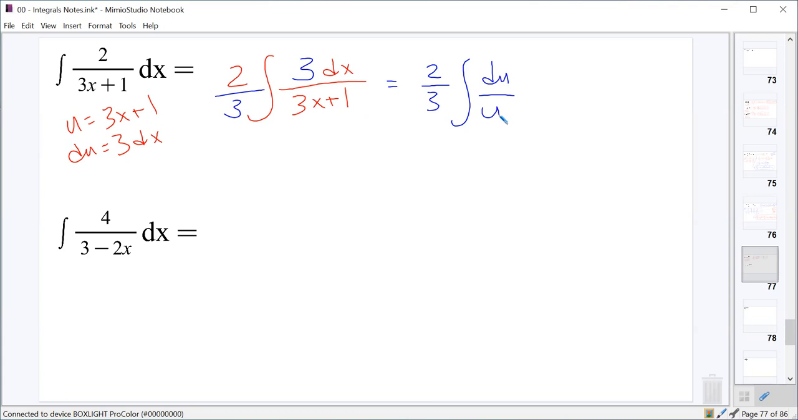And so we'll now just integrate that. That'll give us 2/3 natural log absolute value of u plus our constant.